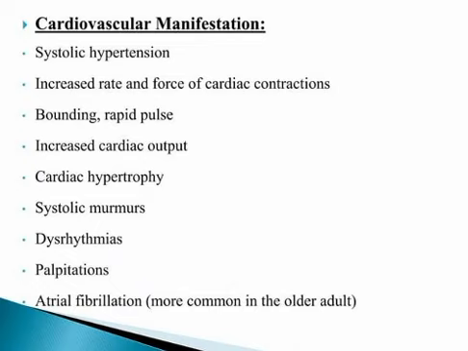The contractions of the cardiac muscle, the myocardium, increase the heart rate, or else increase the force of cardiac contractions. Next will be the bounding and rapid pulse. While we are checking the pulse, it may show us a rapid and bounding pulse. And next will be the increased cardiac output. Increased cardiac output is also known as cardiac hypertrophy, along with systolic murmurs.